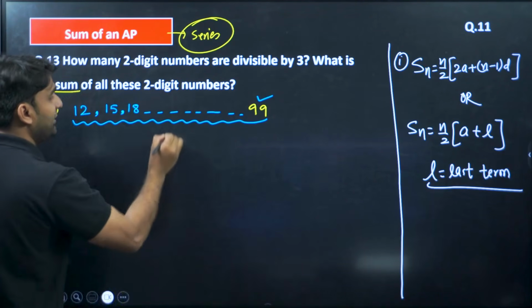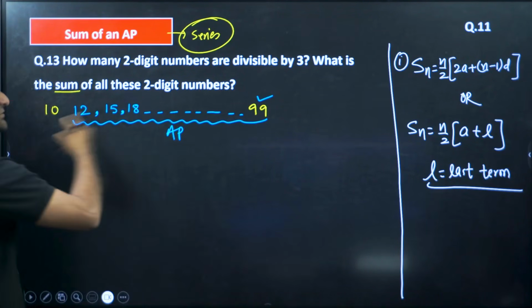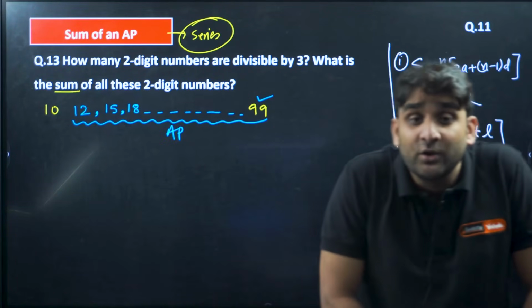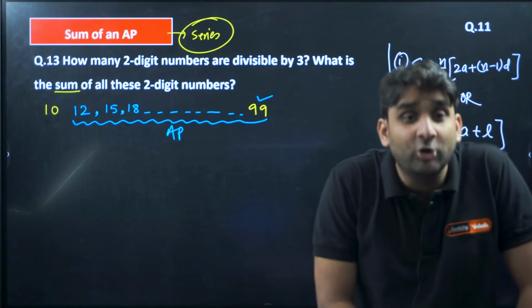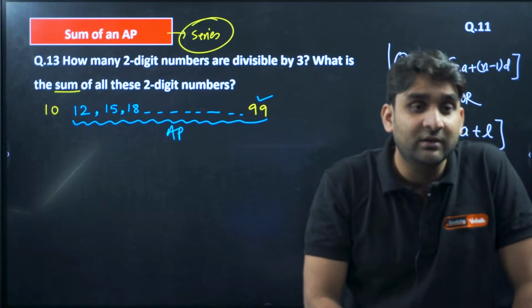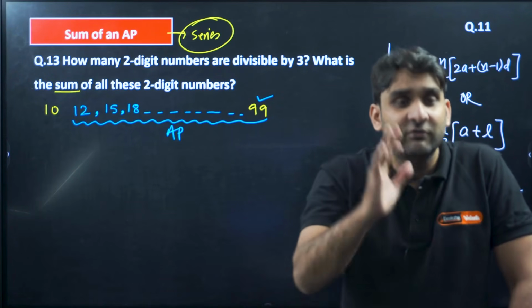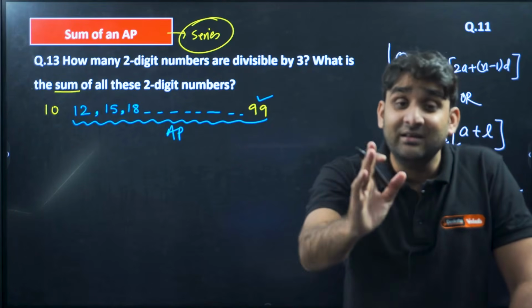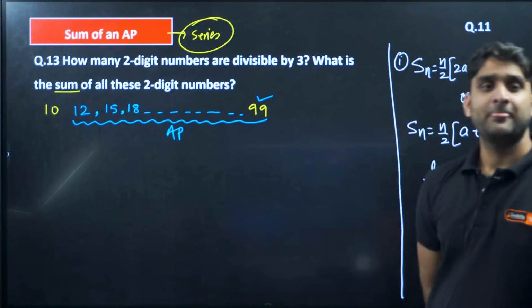This will be your AP. Check it once, AP or not. Yes, this is AP. 12, 15, 18, dot, dot, dot, 99. 12 can be divided by 3, 15 can be divided by 3, 18 can be divided by 3, and 99 can also be divided by 3.